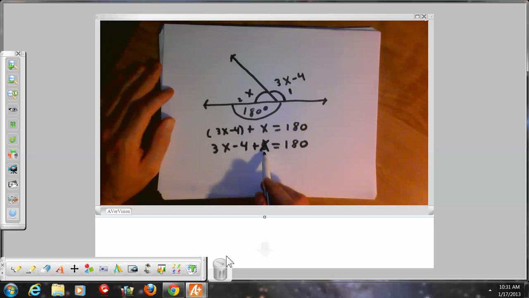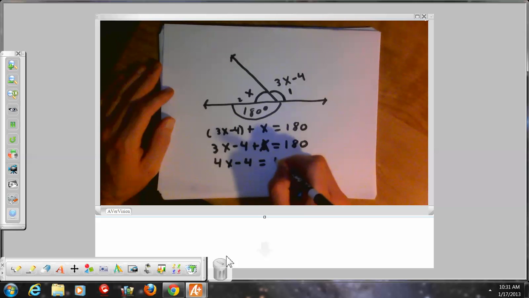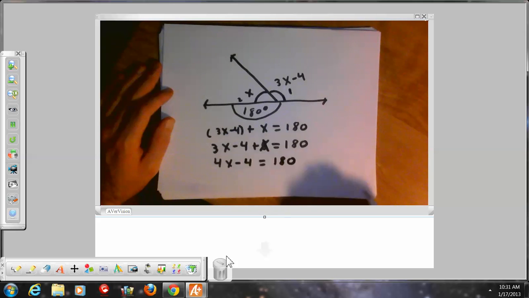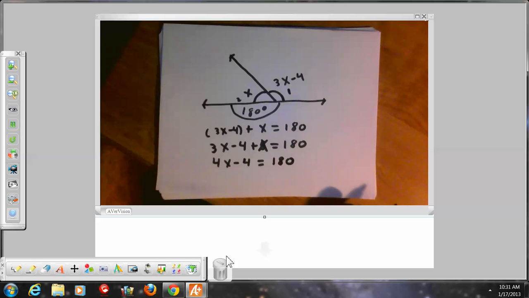Well, how many x's do we have here? We have 1x over here and 3x over here. That gives us a total of 4 x's. So we have 4x minus 4 is equal to 180. So this means 4 times the number x minus 4 equals 180. So you can play around, try to see what that number is, or you can solve for it algebraically.